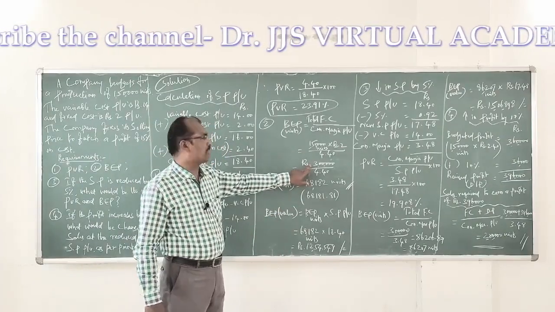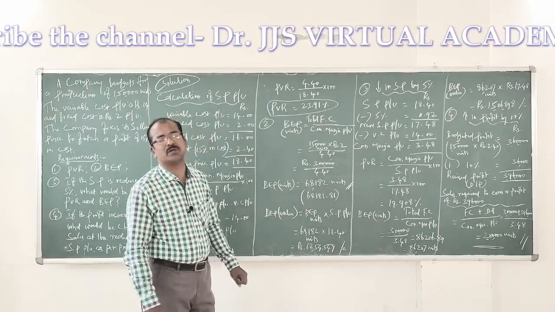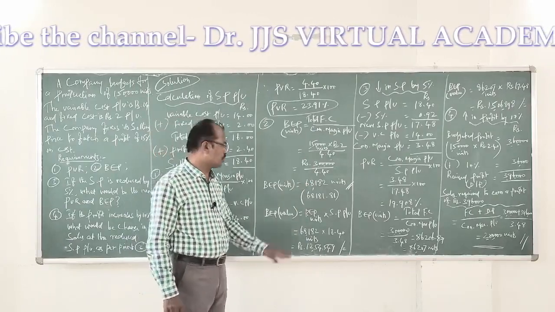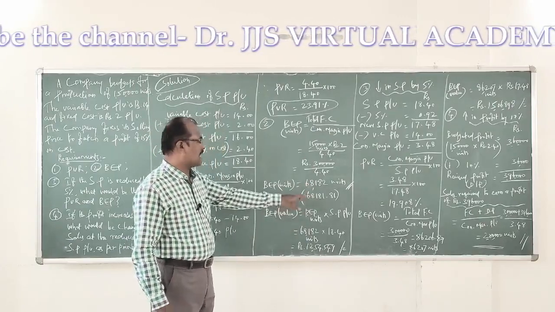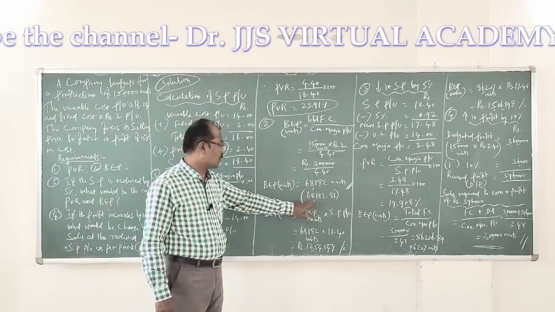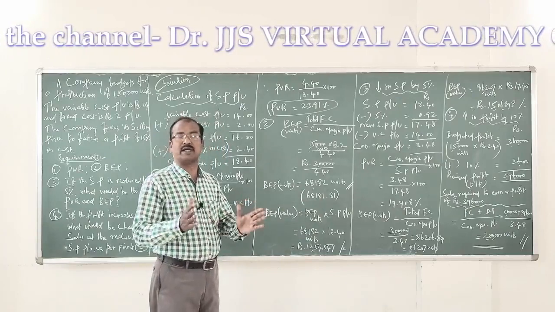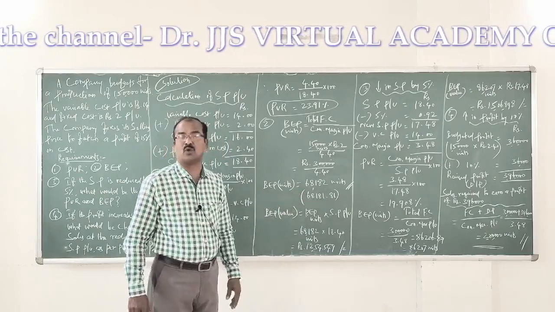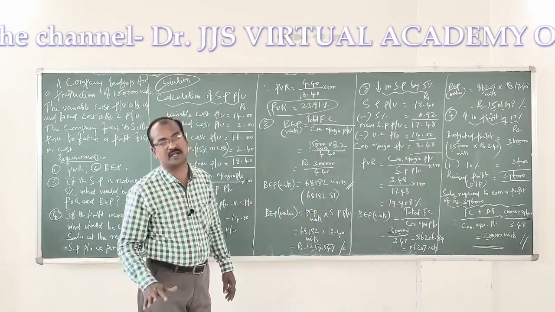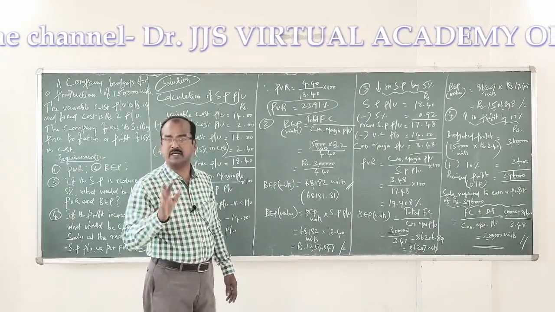Now it comes to 3 lakh rupees divided by contribution margin per unit 4.40. It gives us the answer of 68,181.81 units, which could be written as 68,182 units. That's what the break-even point in units is.